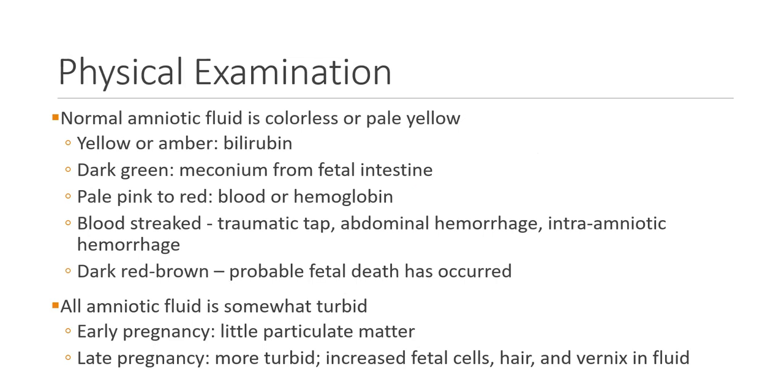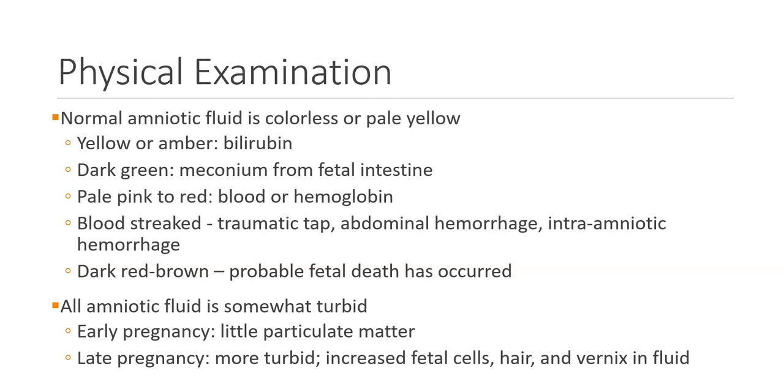Physical examination: the normal amniotic fluid is either colorless or a very, very pale yellow. Yellow or amber colors are due to increased bilirubin. Dark green is meconium from the fetal intestine. It's similar to stool, but it's specific for a fetus. If it's pale pink to red, this could indicate blood or hemoglobin that may be present either due to a traumatic tap, an abdominal hemorrhage, or intraamniotic hemorrhage. Dark red-brown, probable fetal death has occurred.